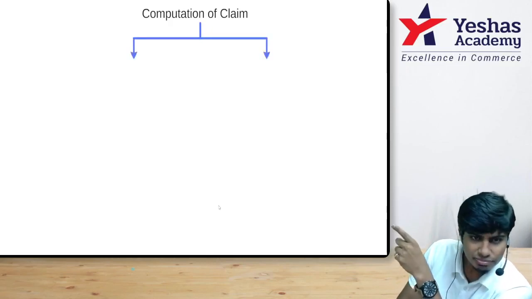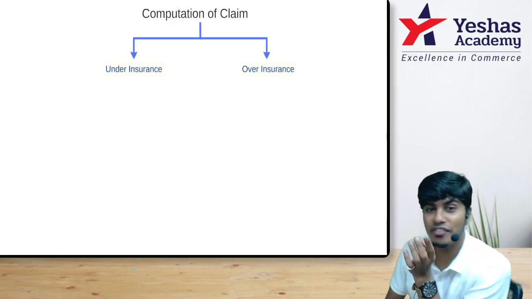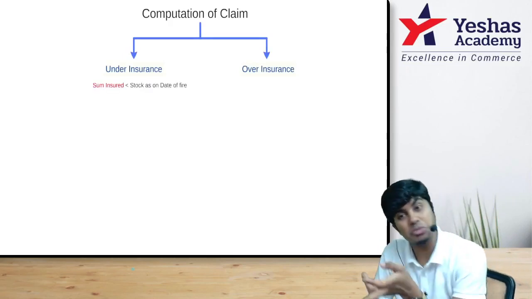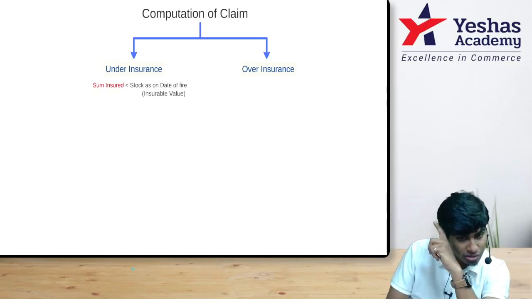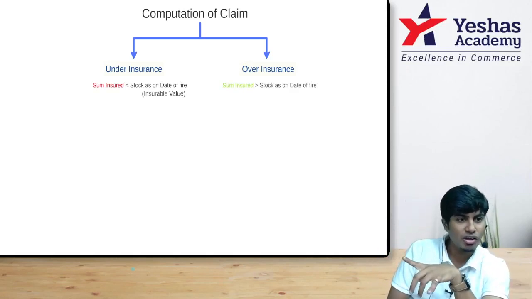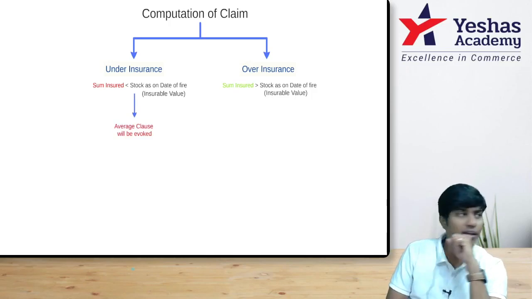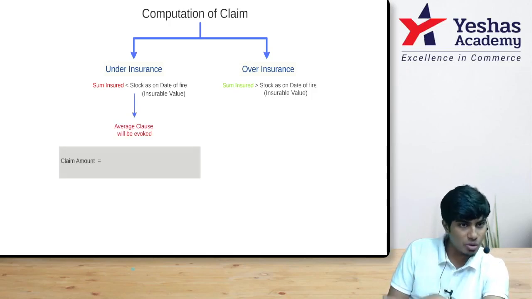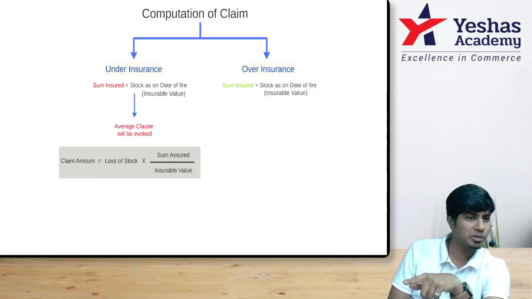We should check whether it is under insurance or over insurance. Over insurance is where the policy amount is more than the stock as on date of fire. Under insurance is where the policy amount or sum assured is lesser than the stock as on date of fire. First we'll see under insurance. If it is under insurance, we should apply the average clause. How do we apply it? Very simple. Claim amount is equal to loss of stock multiplied by sum assured divided by insurable amount.